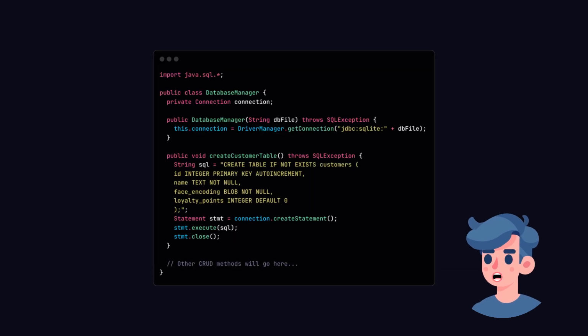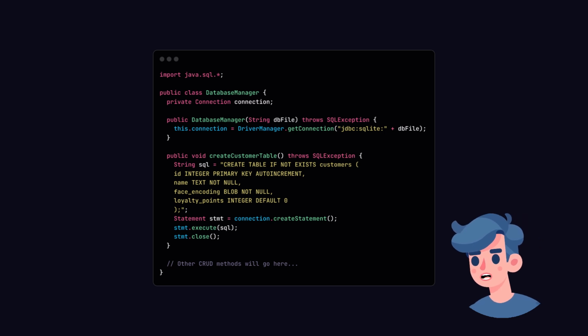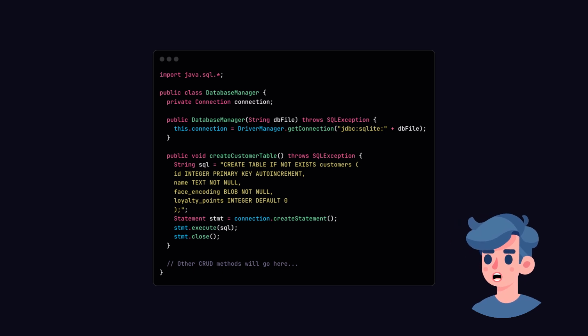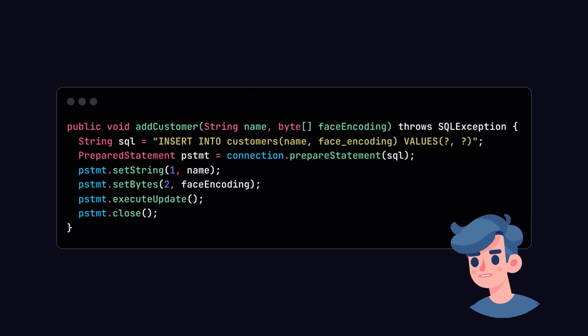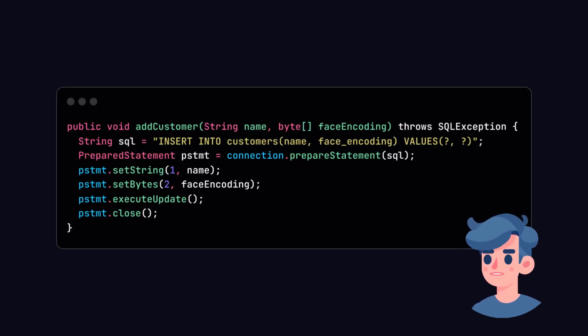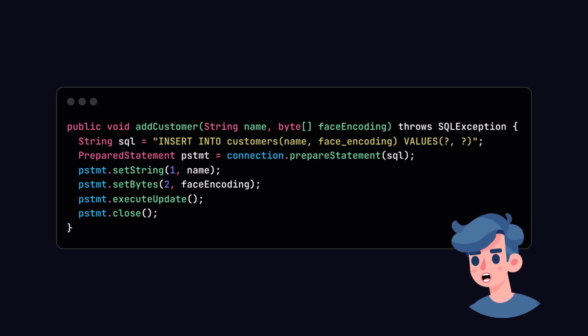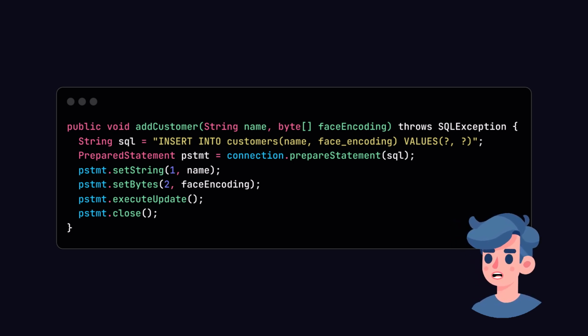Now, let's create a Java class to handle our database operations. In the src folder, create a new Java class called DatabaseManager. This class will handle the connections to the database and the basic CRUD operations. Let's create the method to add a new customer to the database. Below the createCustomerTable method, add the addCustomer method, which takes the name and face encoding as parameters.